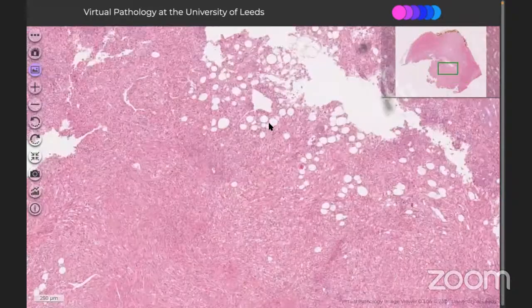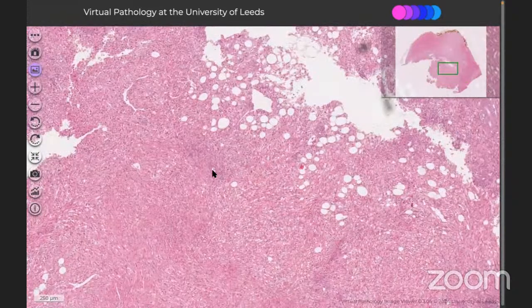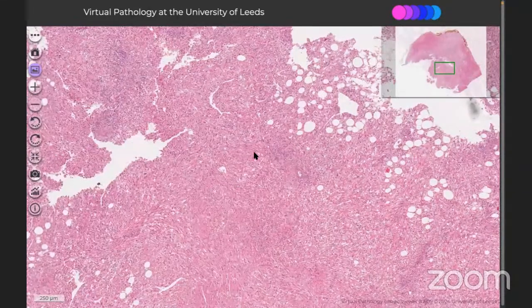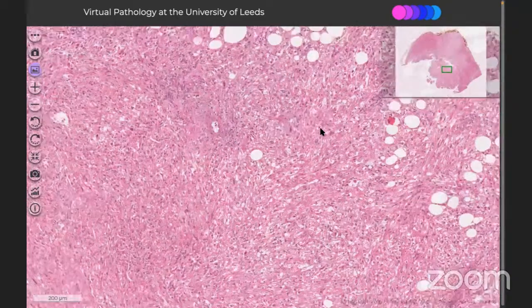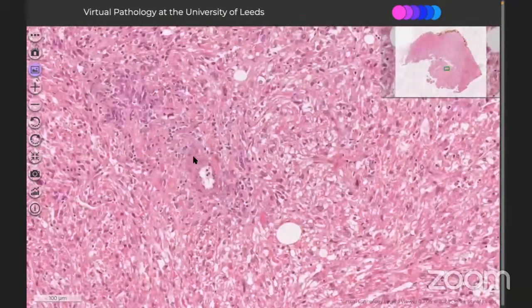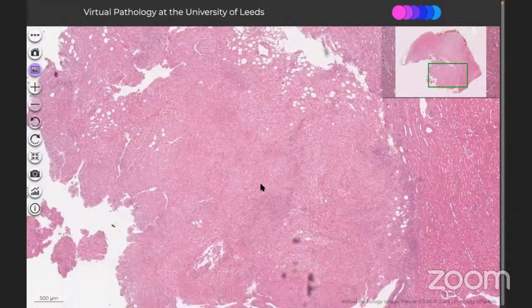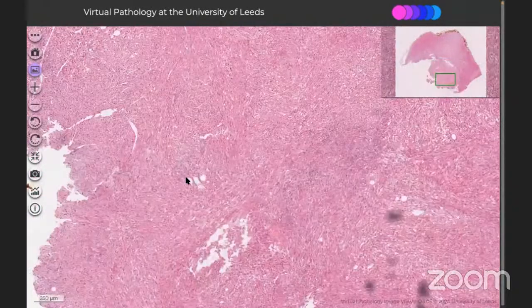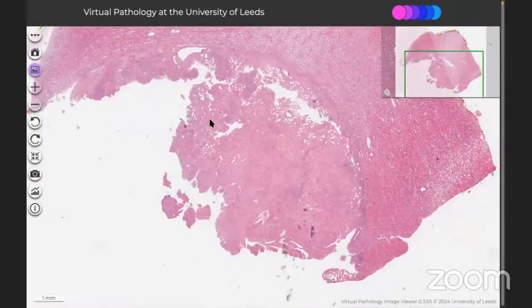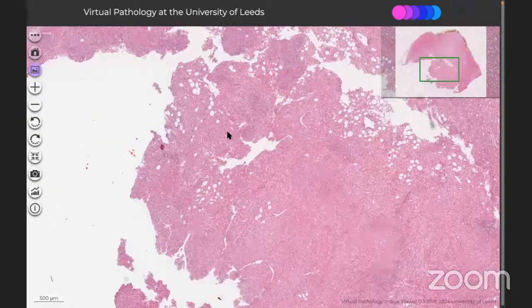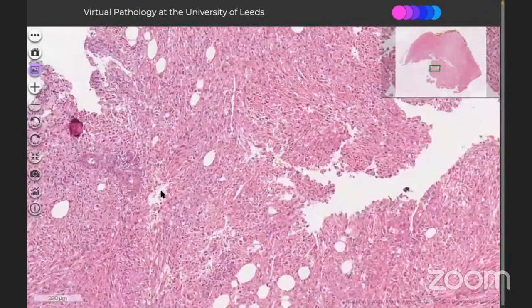There are areas of mature adipocytes. The predominant part of the lesion is composed of spindle cells, and a few of them have a kind of epithelioid appearance. And there are also conspicuous blood vessels. If you move around the lesion, there are also other areas showing the same repetitive pattern of admixture of mature adipocytes, spindle cells, as well as blood vessels.